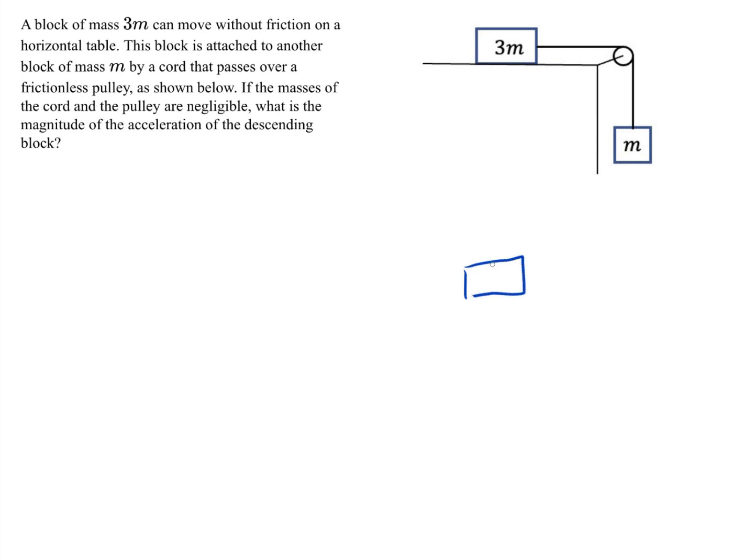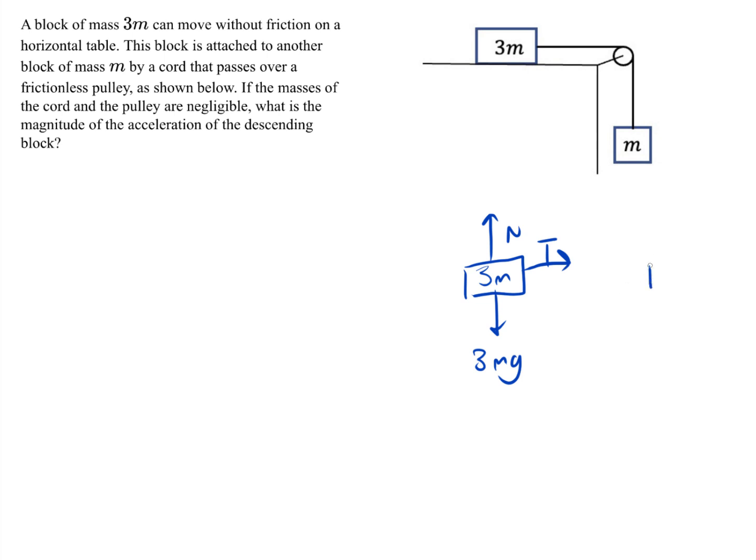So here's the one for the block of mass 3m. You have the normal force and the force of gravity, and these are balanced. We can ignore these since there is no friction on the horizontal table. And then over here, pointing to the right, we have the force of tension because it's connected to the string.